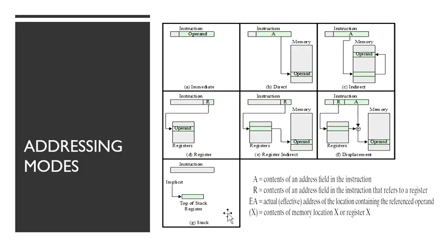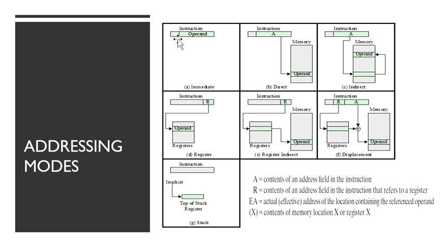These are the diagrams of the addressing modes, from immediate until stack addressing. Basically, this diagram shows how we retrieve or obtain the operand. We are going to look at what these abbreviations mean. A is the contents of an address field in the instruction.